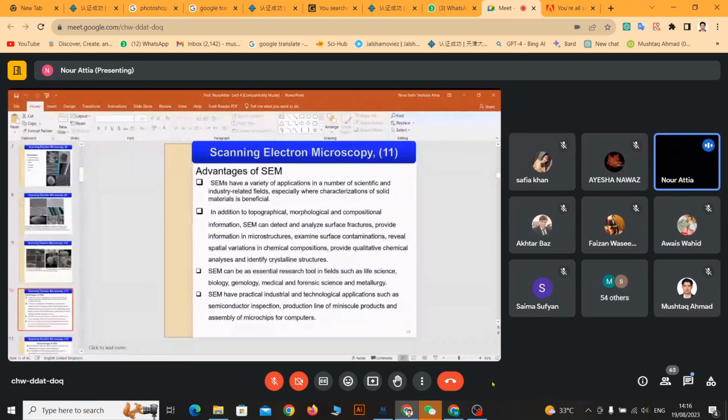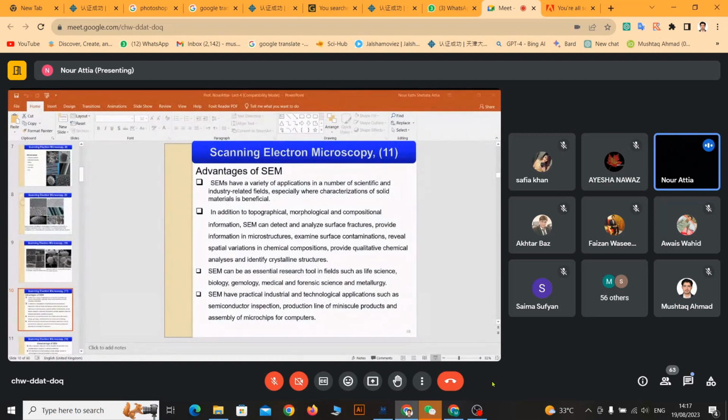So what is the advantage of the scanning electron microscope? Electron microscopes have a variety of uses in scientific and industrial services. Yesterday I told you about laser applications and other techniques, lithography and so on. They use the scanning electron microscope as a quality control unit to see whether what they made is nano or not, and what the surface of the material is, because for electronic applications the surface of the electrode is very, very important. So it is used for quality control in electronic applications.